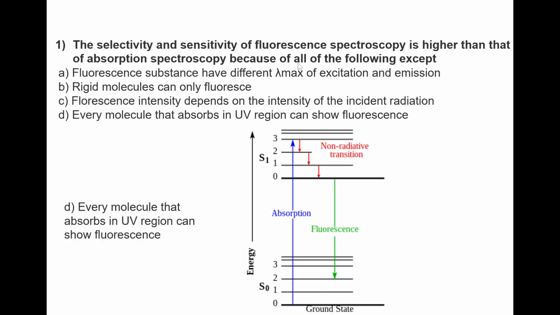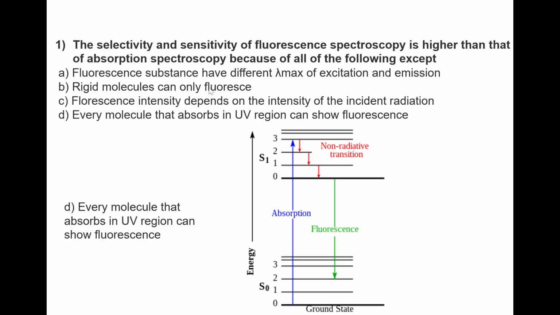When there is absorption happening, there is also non-radiative transition and fluorescence happening. But as I said, it is not always that for every molecule absorption will happen and you will get fluorescence. So this option, fluorescent substances have different lambda max of excitation and emission, is correct, because you need a particular lambda max with which you excite that molecule, and a particular wavelength of emission at which it will give the fluorescence.